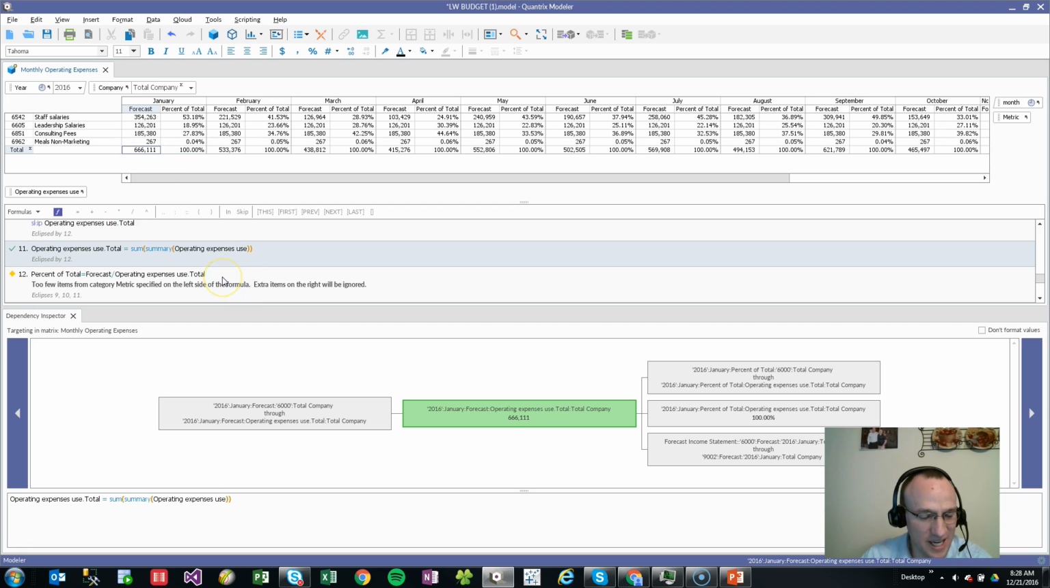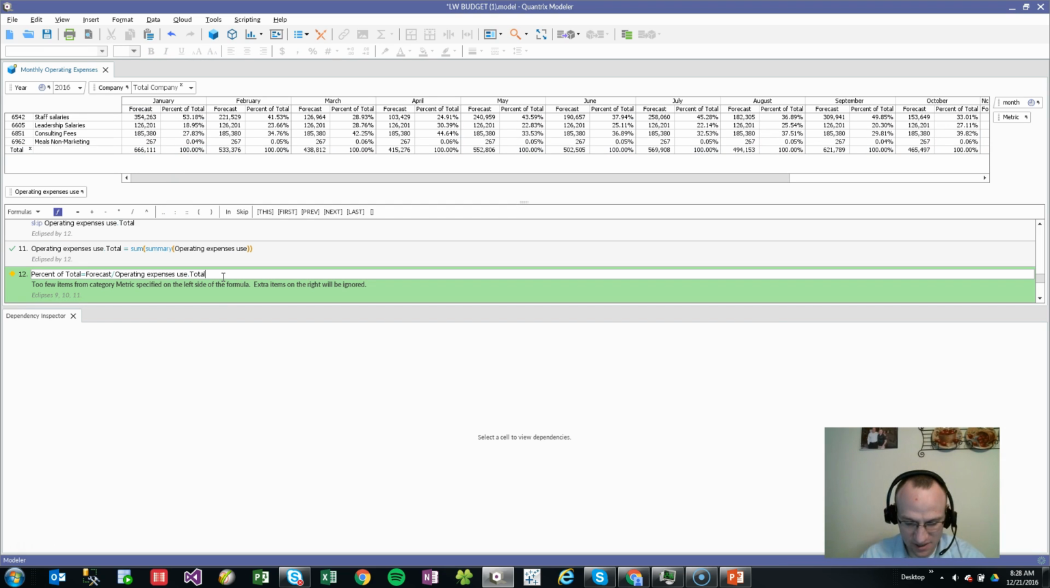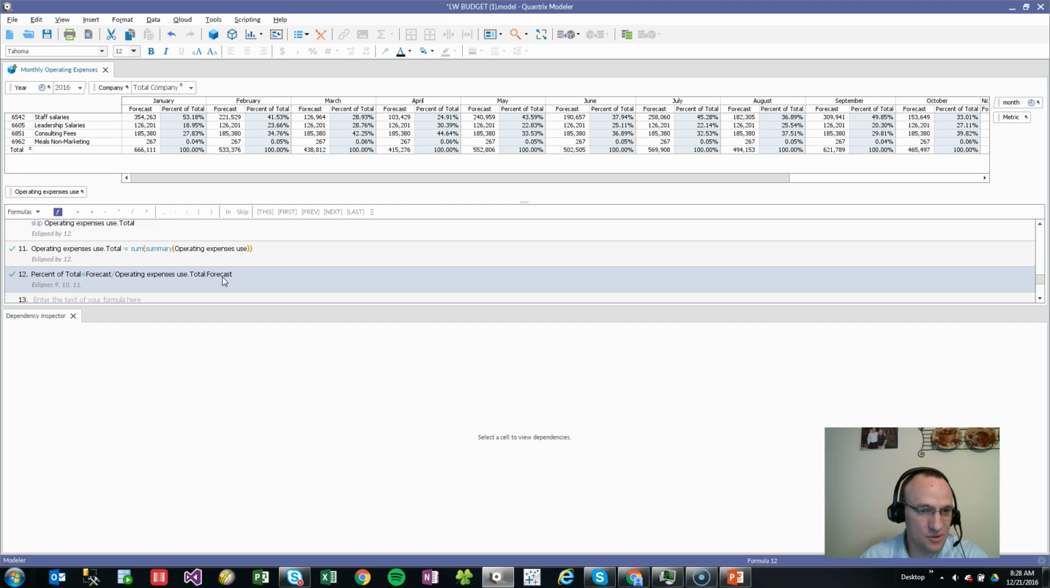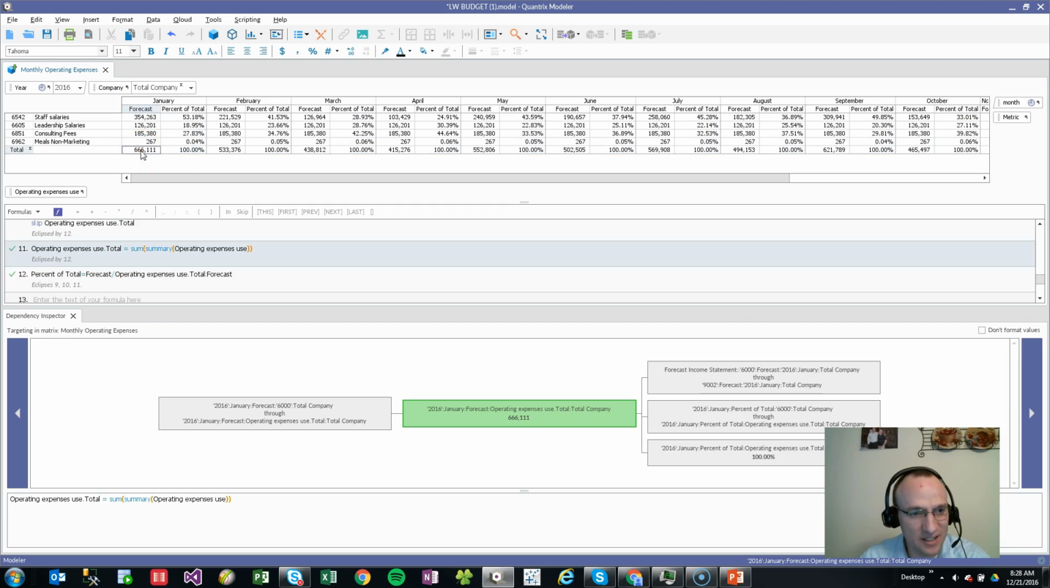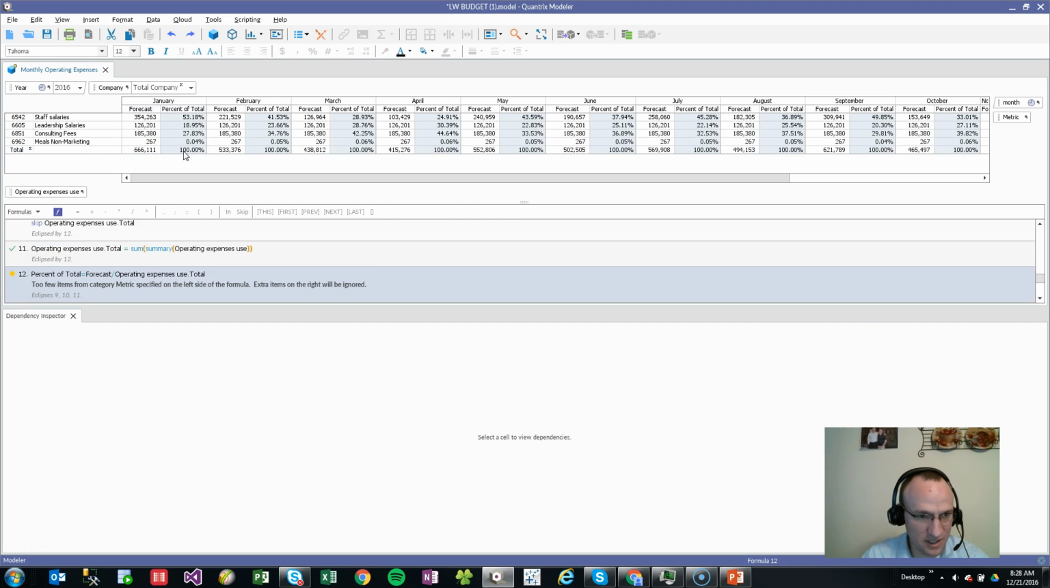So what I need to do is get a little bit more detailed here, and simply say I want to take the total operating expense use forecast and divide it by that. And once I do that, now my formula is completely balanced. I'm taking forecast and dividing it by forecast. Before, what I was telling Quantrix to do was take forecast and divide it by this range here, and it just didn't understand it, so it was giving me that error of too few item categories for metrics specified on the left side of the formula.